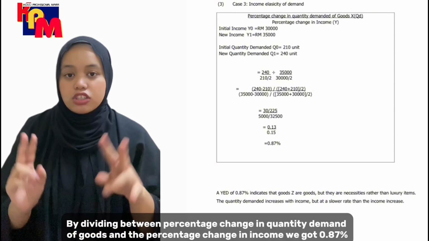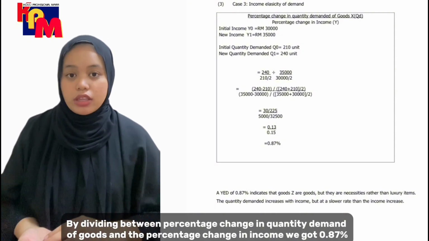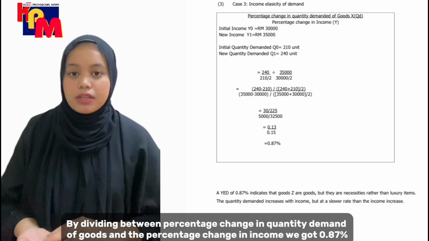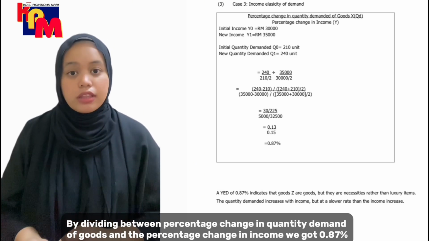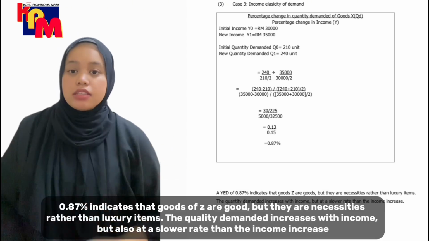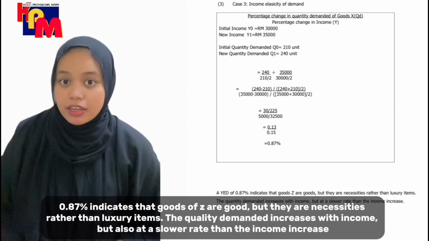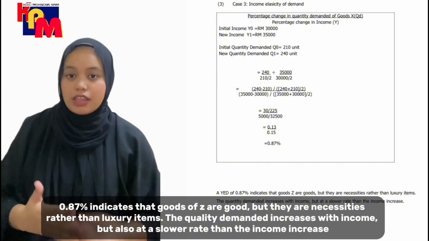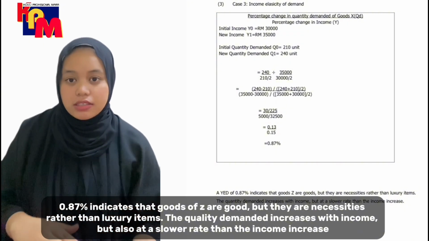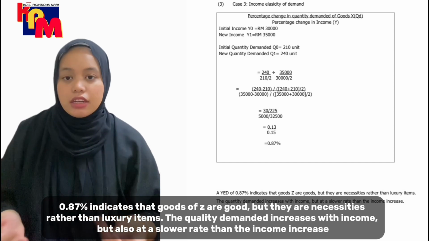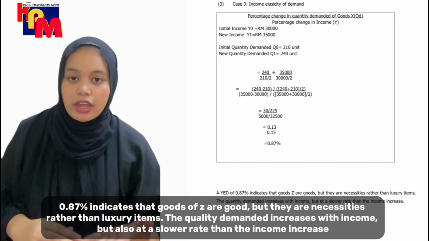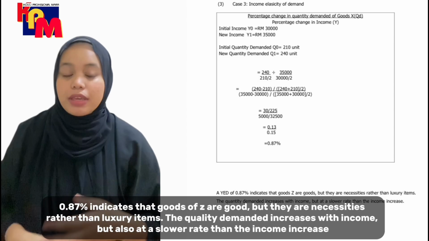By dividing the percentage change in quantity demanded of the good by the percentage change in income, we got 0.87. 0.87 indicates that good Z is a normal good, but it is a necessity rather than a luxury item. The quantity demanded increases with income, but at a slower rate than the income increase.